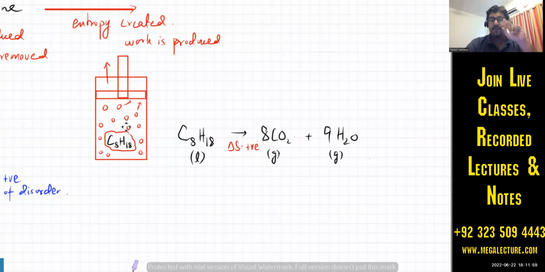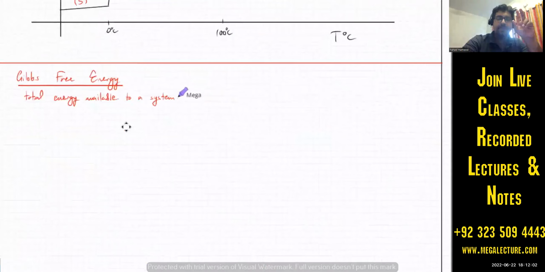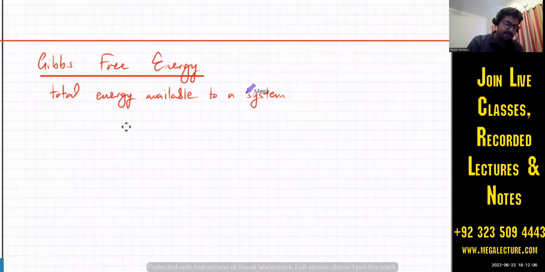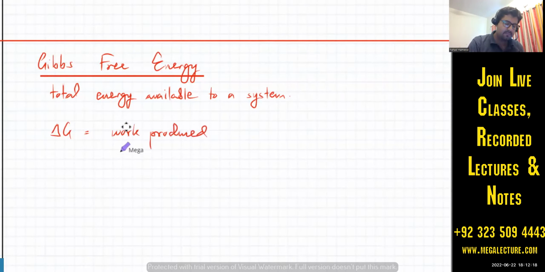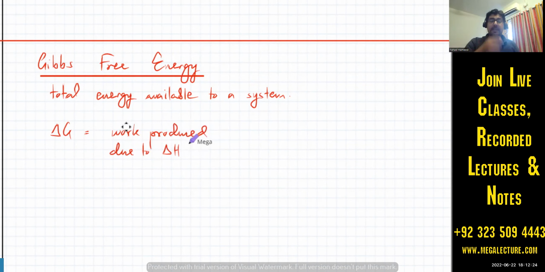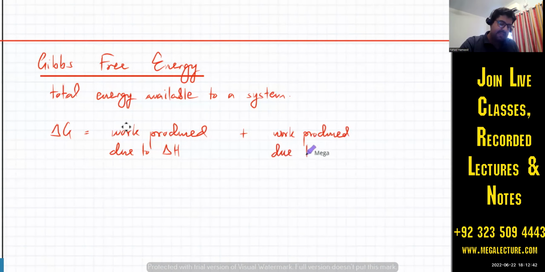So a system will produce work in two ways. So delta G is basically, this is what delta G is. It's the sum of the two. It's the work that is produced due to enthalpy change. That is basically the heat that is produced. You burn petrol, heat is produced. Plus the other one, it's the work that is produced when a disorder is created. So work produced. And why is it produced? Due to delta S. Is the idea clear?